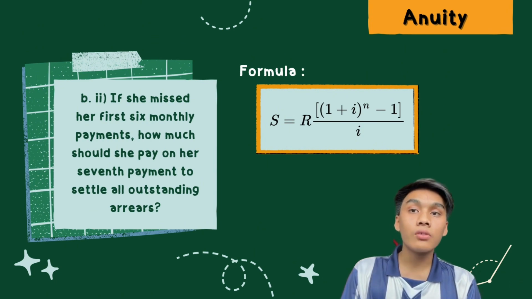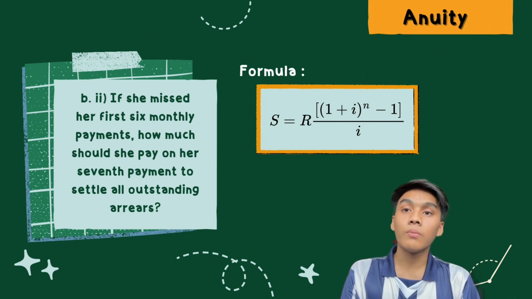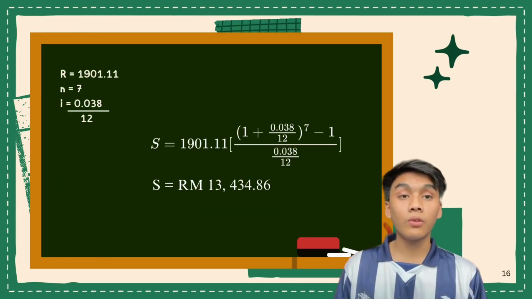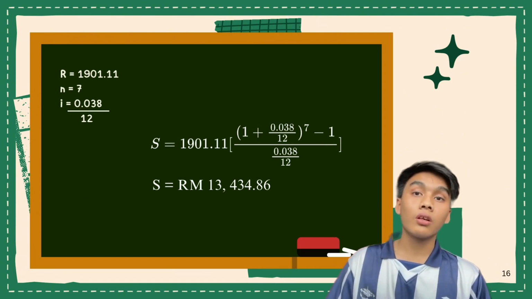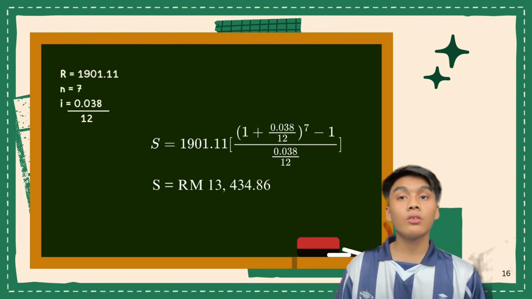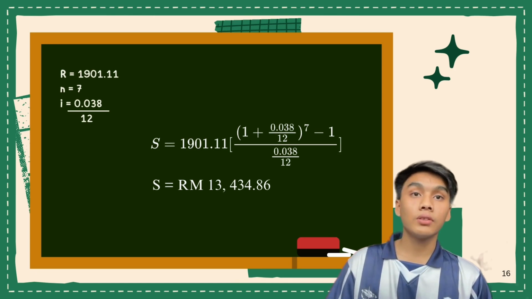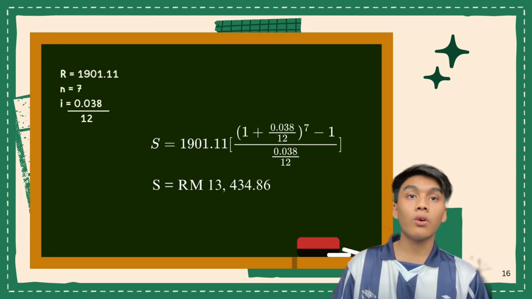To find the amount that she paid on her 7th, we use the formula S equals R multiplied by the open bracket 1 plus i close bracket to the power of n minus 1. To solve the question, first of all, you need to take out all the information given and put it into the formula. So the final answer should be 13,434.86.